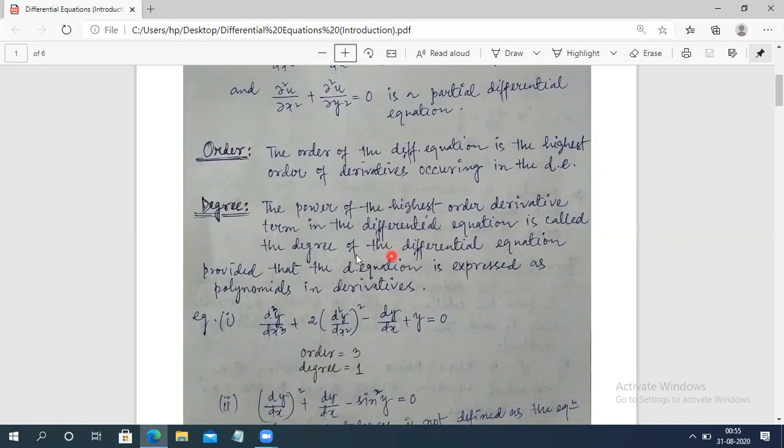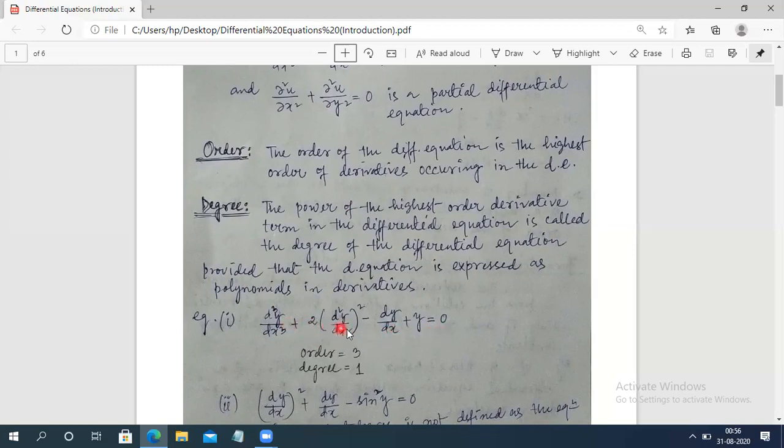That means we have to check only the power of the highest order derivative occurring in the differential equation, provided the differential equation is expressed as a polynomial in derivatives. For example, suppose this is a differential equation, a polynomial in derivatives. We have to find the degree and order of this differential equation. It is d3y/dx^3 plus 2 (d2y/dx^2) the whole squared minus dy/dx plus y equal to 0.